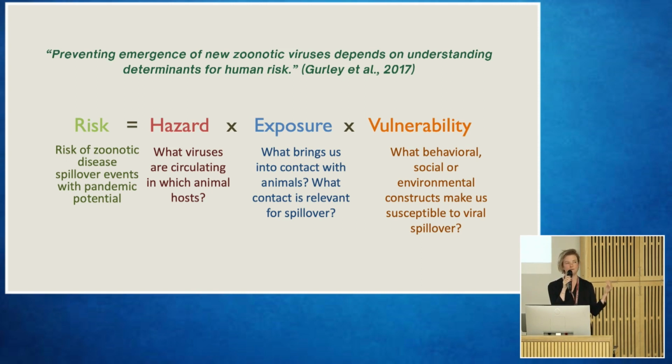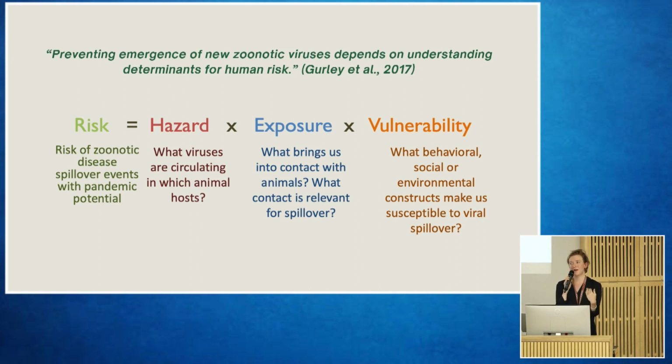So risk, at its broadest sense, is hazard times exposure times vulnerability. And all the different disciplines that we're bringing today, these elements mean different things to different people. But most broadly, I think this is how we all can understand risk. And also, at a very broad level, we're thinking about the risk of zoonotic disease spillover events with pandemic potential, the hazard being what viruses are circulating in which animal hosts and where, and getting really specific about that hazard.